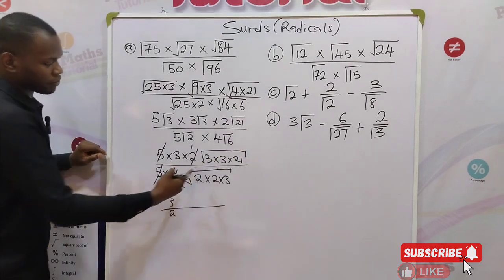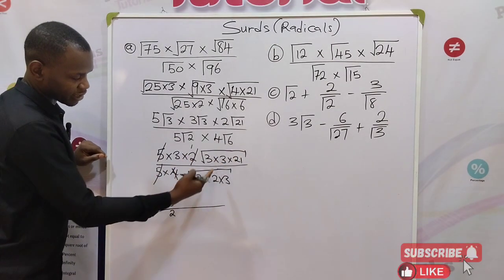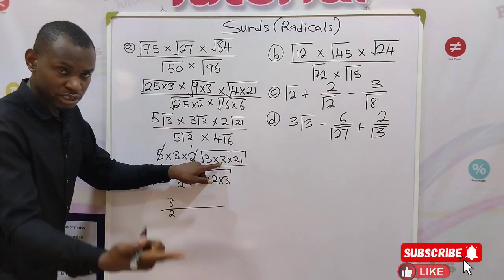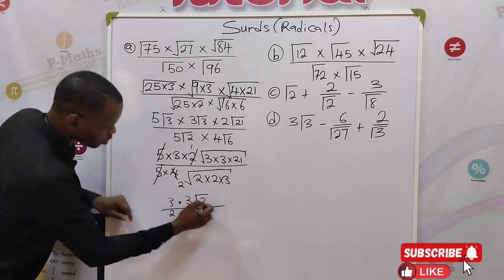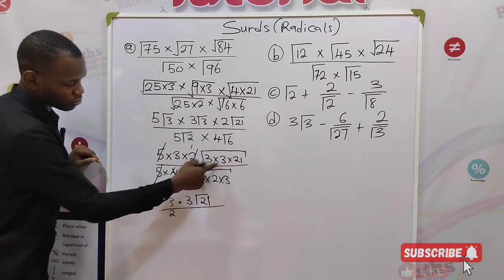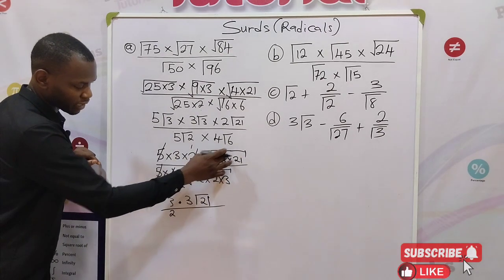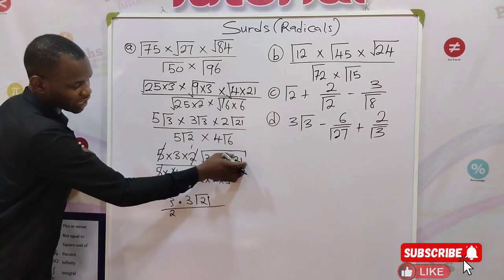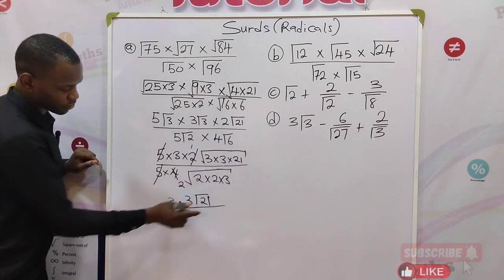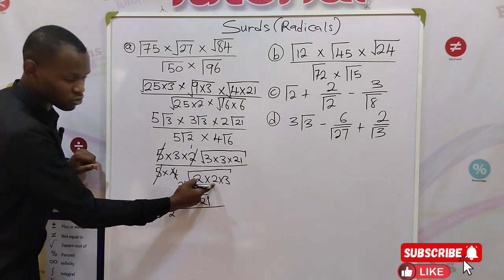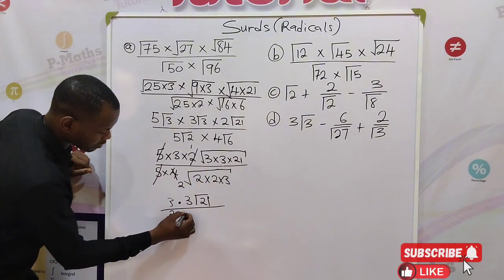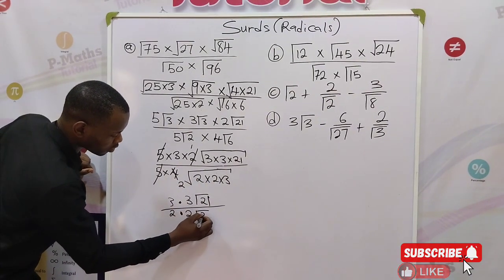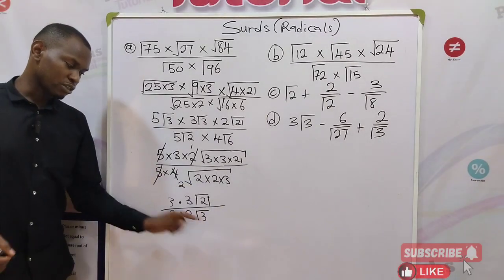Let's simplify this. 3 times 3 is 9, and the square root of 9 is 3. So we're going to have times 3 root 21. These 3, multiply both of them, you have 9. Square root of 9 is 3. Then 21 cannot be simplified. Bring it down. Over here, 2 times 2 is 4, and the square root of 4 is 2. So I'll say times 2 over square root of 3. 3 does not have a square root.